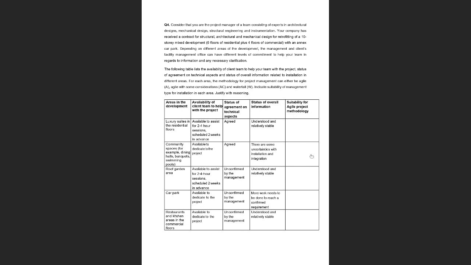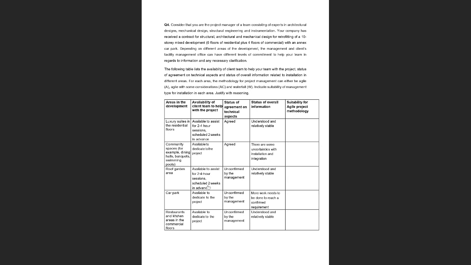So this is agile because all skills are available. Yes, all skills are available, and alternatives could be discussed, modified, and implemented by the agile team to explore the possibilities. So even if there are some uncertainties, you can have agile methodology and sort this out. Okay, so the third one is the roof garden area.